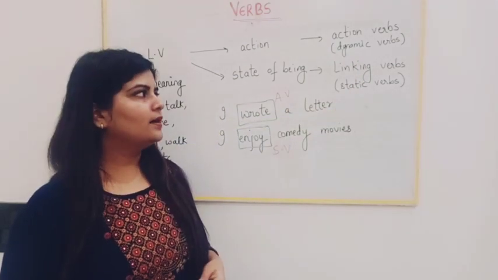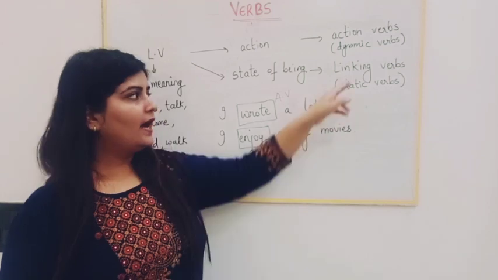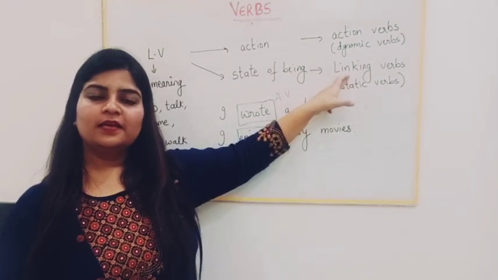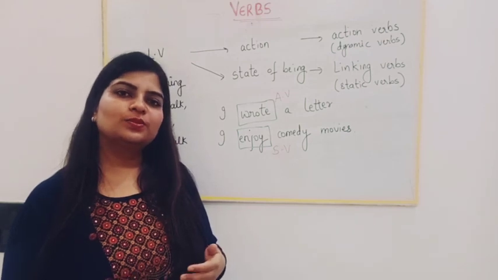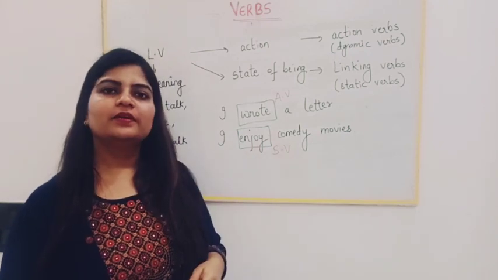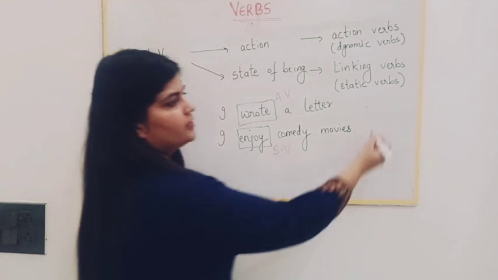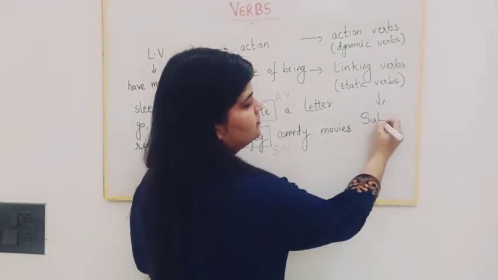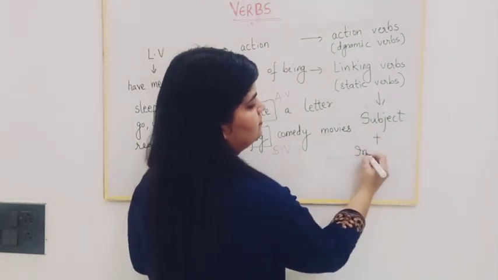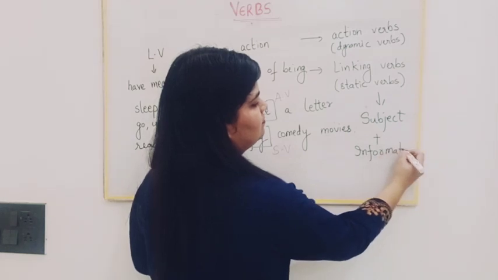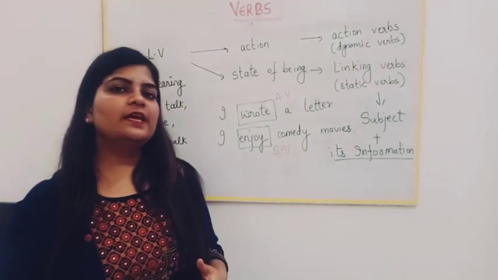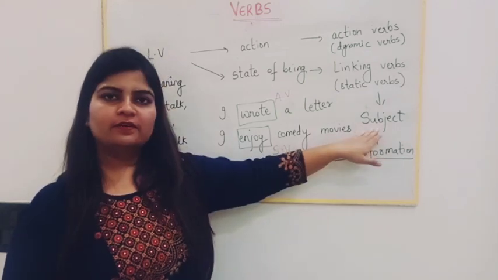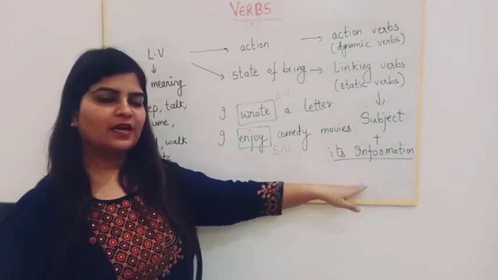Now, what are linking verbs? As its name suggests, linking means it is joining two things. Which are the two things that these linking verbs are joining? So, the linking verb joins the subject with its information. Understood?